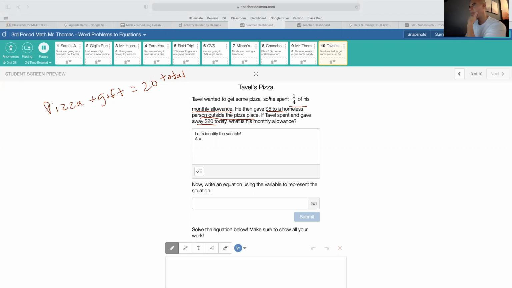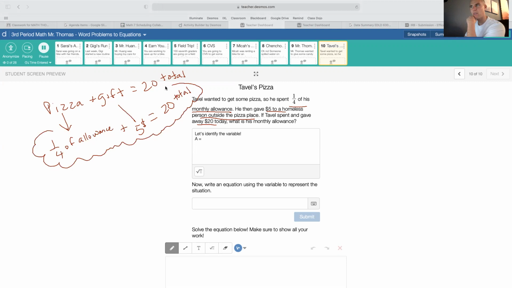I see here that he spent 1/4 of his monthly allowance. So, like the pizza is a spending, right? So this has got to be 1/4 of allowance. And then the gift, that was just 5. They tell us that in the word problem. And then those two things together are supposed to equal this $20 total. So my equation is essentially going to be this: 1/4 of his allowance plus $5 equals $20 total.